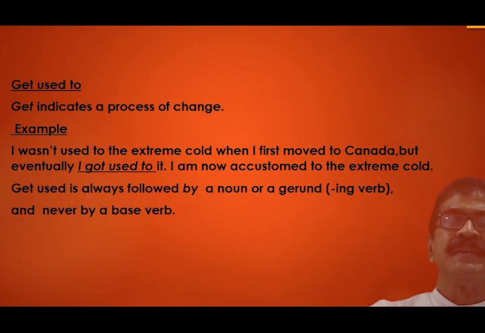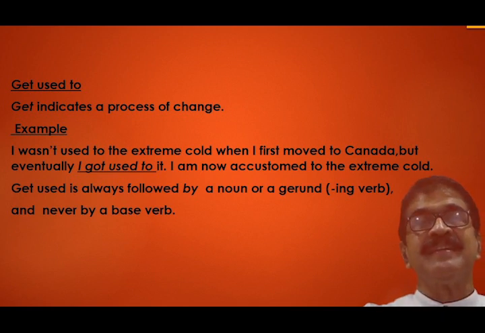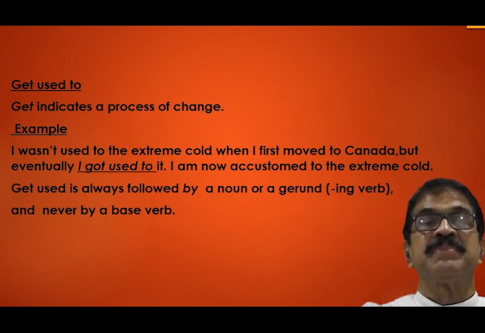Now, get used to. Get indicates the process of change. Example: I wasn't used to the extreme cold when I first moved to Canada, but eventually I got used to it. Using get here in its past form, got, signifies that the transformation is complete. I am now accustomed to the extreme cold.